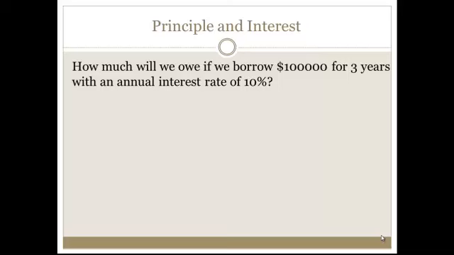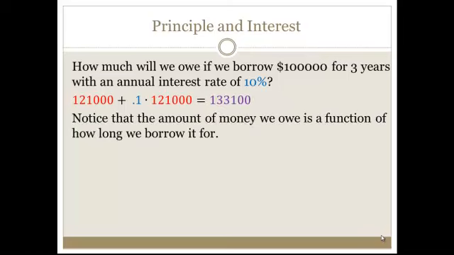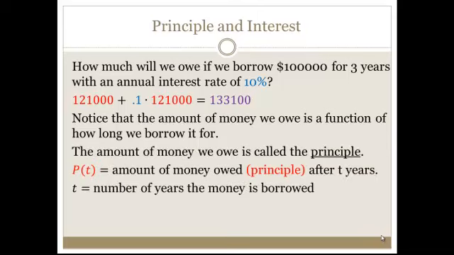How much will we owe if we borrow $100,000 for 3 years with an annual interest rate of 10%? Well, we know we owe $121,000 after 2 years, plus an additional 10% on the $121,000 for interest in the third year, for a total of $133,100. Notice that the amount of money we owe is a function of how long we borrow it for. The amount of money we owe is called the principal.